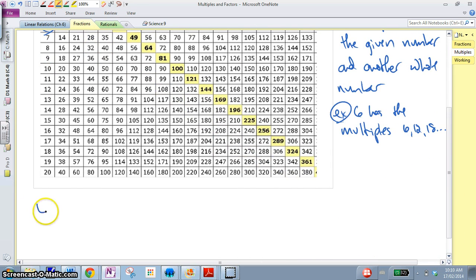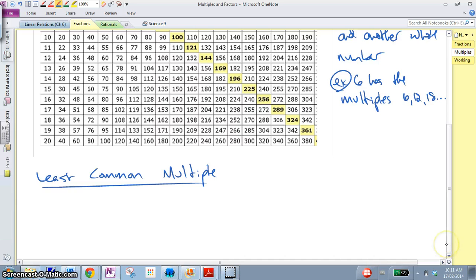We also need that to build to the idea of least common multiple. You're going to see this, you're going to work with this a little bit today, and as we get into fractions, you want these ideas in the back of your mind. This is just kind of how numbers are put together.